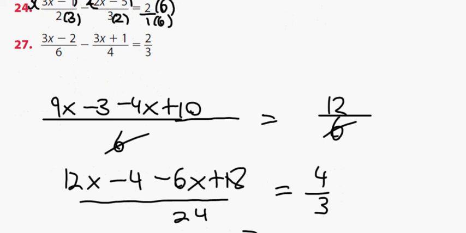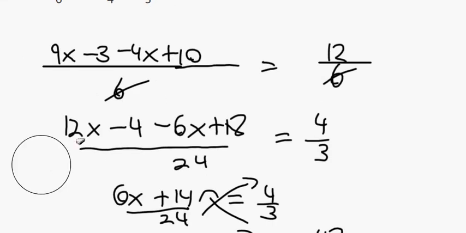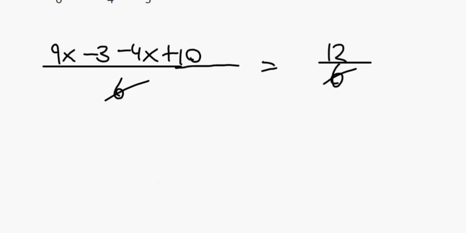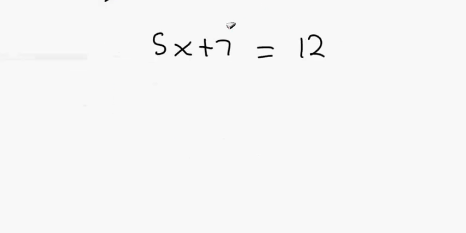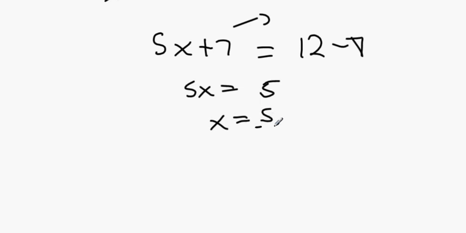Then what we get next is we should get 5x minus 7, 5x plus 7 equals 12. Now what happens next is the 7 goes across, and what we get here is 5x equals 12 minus 7, and this equals 5. X therefore equals 5 divided by 5, which equals 1. Okay, so 5 divided by 5 equals 1.